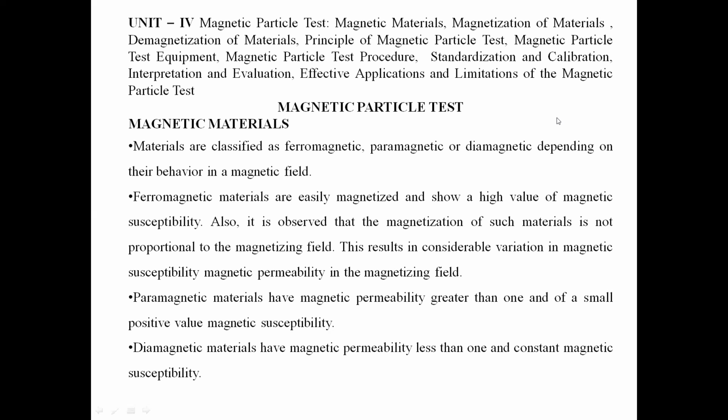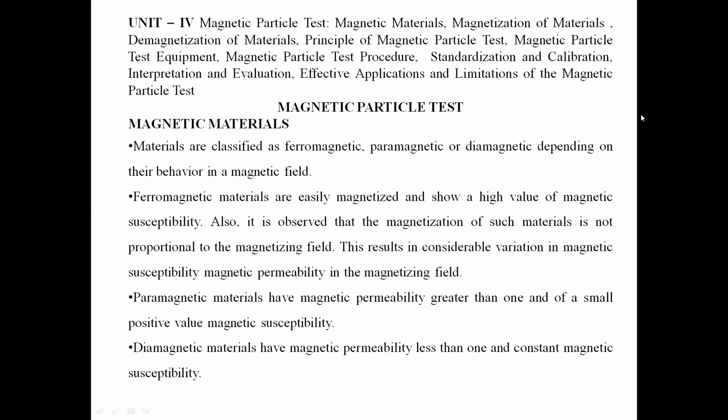Okay, now you know magnetic particles. What is a magnet? You know, it attracts some materials. We can classify materials into three types. One is ferromagnetic materials, second one is paramagnetic materials, and third one is diamagnetic materials. Depending on their behavior in the magnetic field, we can classify the magnetic materials into three types: ferromagnetic, paramagnetic, and diamagnetic.